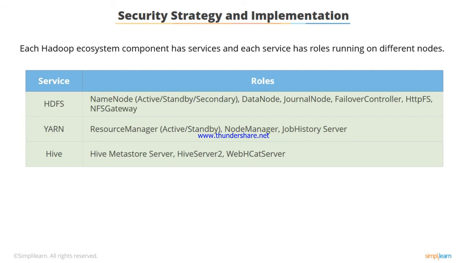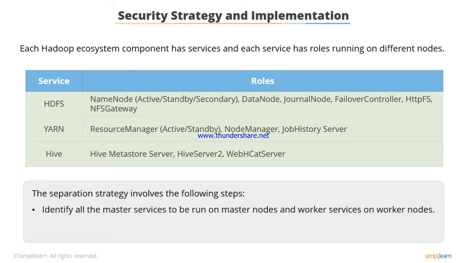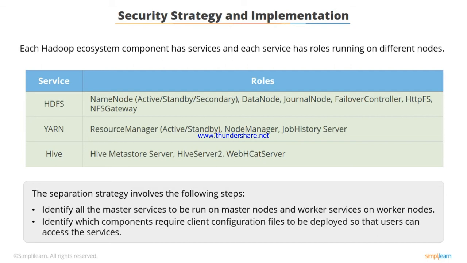One way to secure a Hadoop cluster is by applying the separation strategy. This involves placing the service roles specifically on separate nodes. The separation strategy involves the following steps. Identify all the master services to be run on master nodes and worker services on worker nodes. Identify which components require client configuration files to be deployed so that users can access the services. These client configuration files, along with client-facing services, are placed on edge nodes.